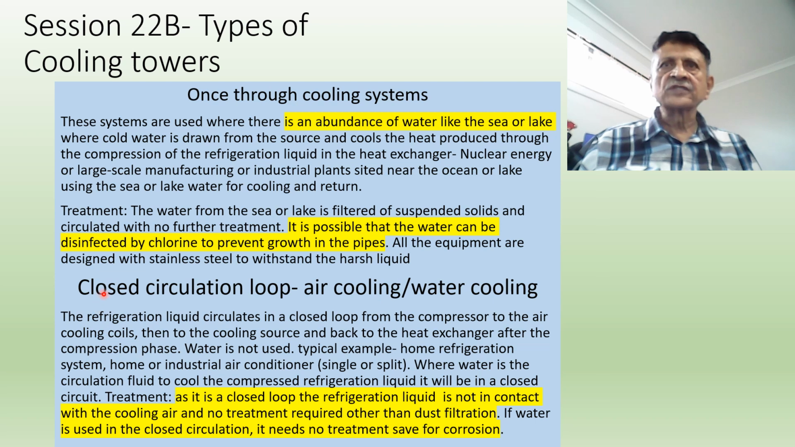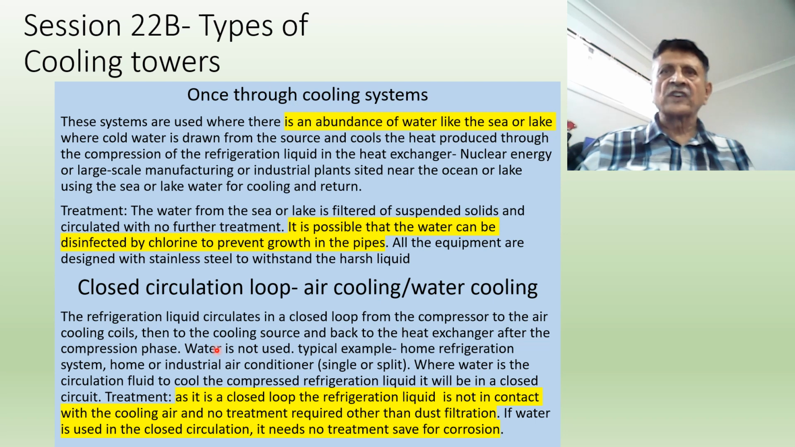The next is the closed circulation loop of air cooling or water cooling. The refrigeration liquid or the water circulates in the closed loop from the compressor to the air cooling coils, then to the cooling source and back to the heat exchanger after the compressor is finished. Water may not be used. A typical example where water is not used is the home refrigeration system, home and industrial air conditioner, single or split.